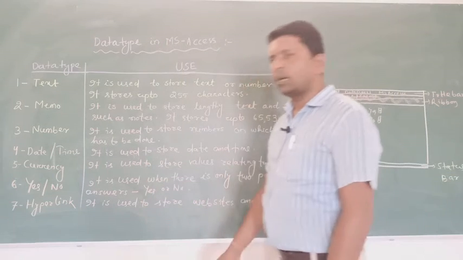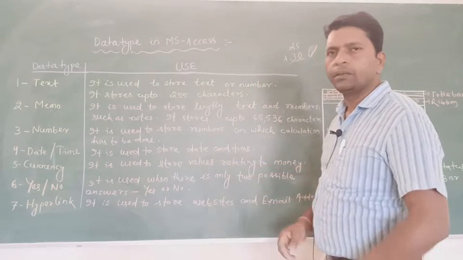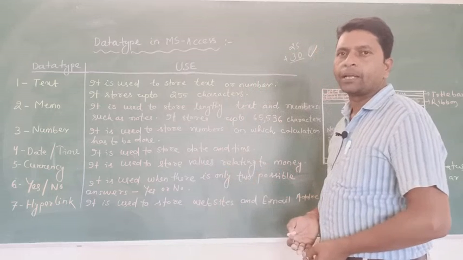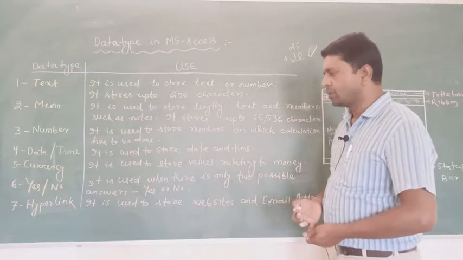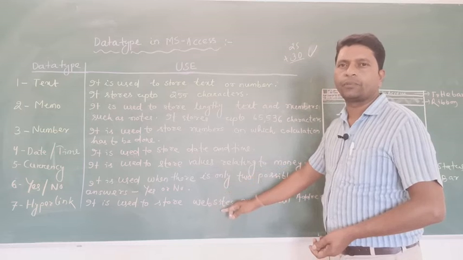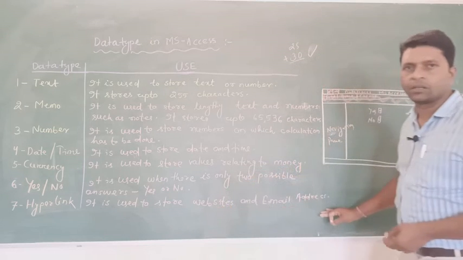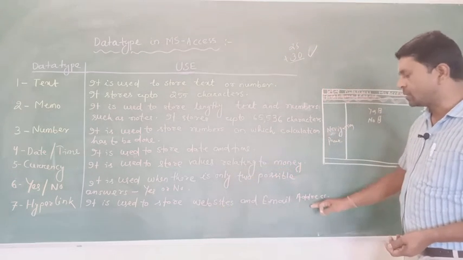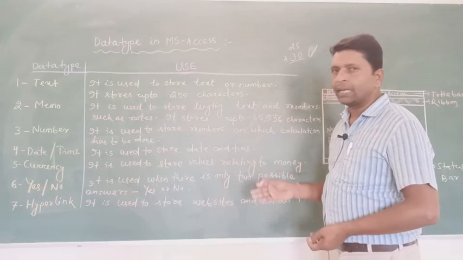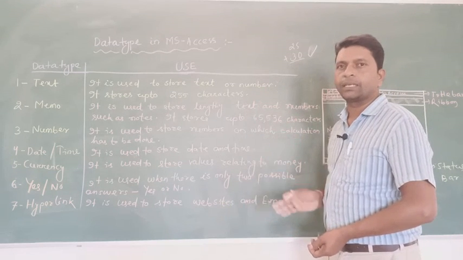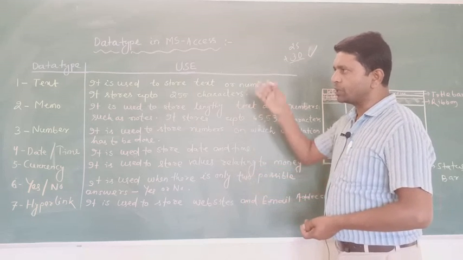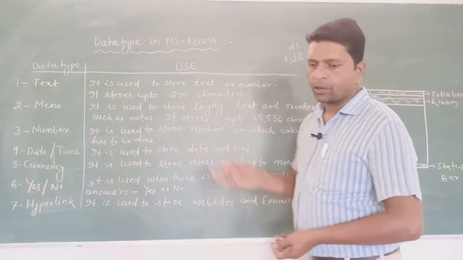Another one is the hyperlink. It is a very important thing also. We can use hyperlinks in our table or database. Here we can give the names of websites, or email addresses, that we can insert within a table. So these all are the different data types we work with in a database table. Go through these data types and learn about them.